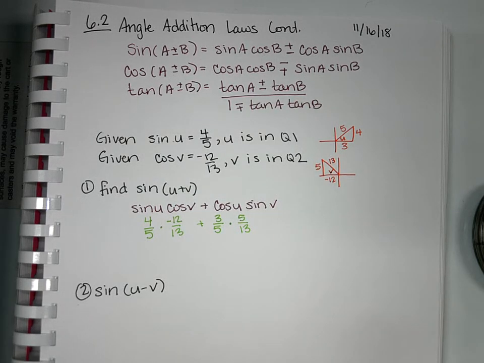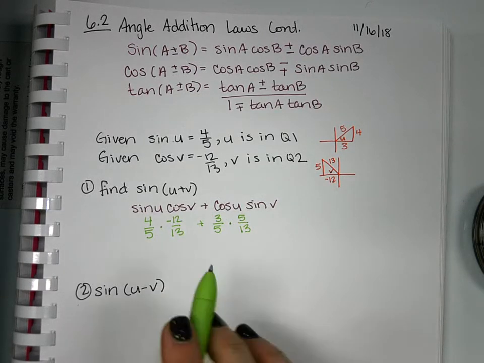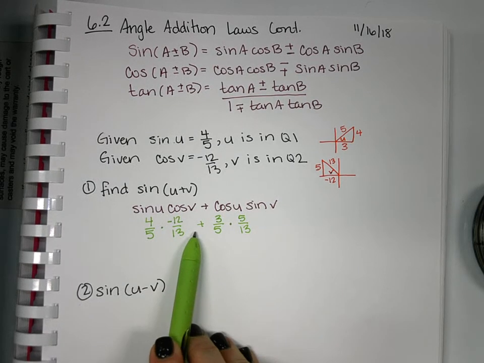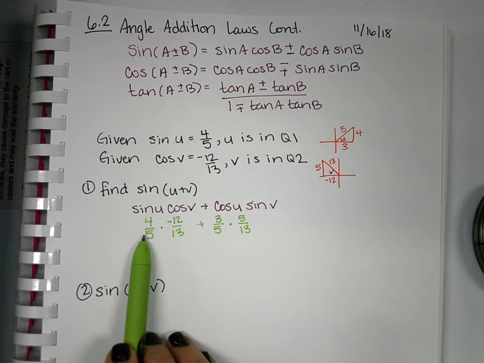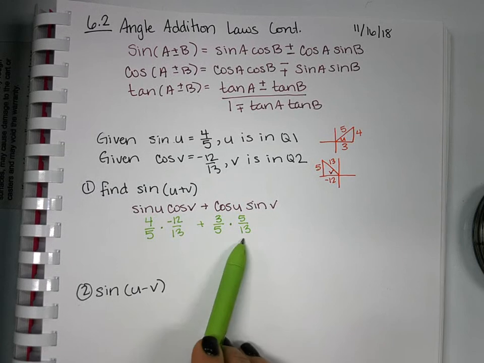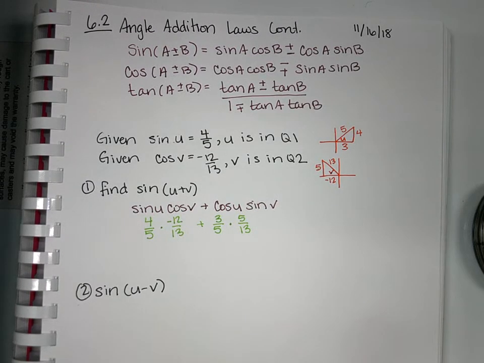Now, one thing I would encourage you to not do that you might be wanting to do is cross cancel. The reason I don't want to cross cancel yet is because I need to add these, and so I want to try to keep my denominators to both be 5 times 13 so that I already have a common denominator.